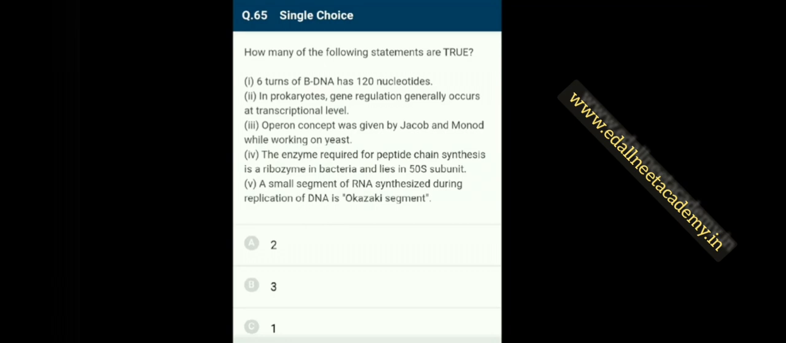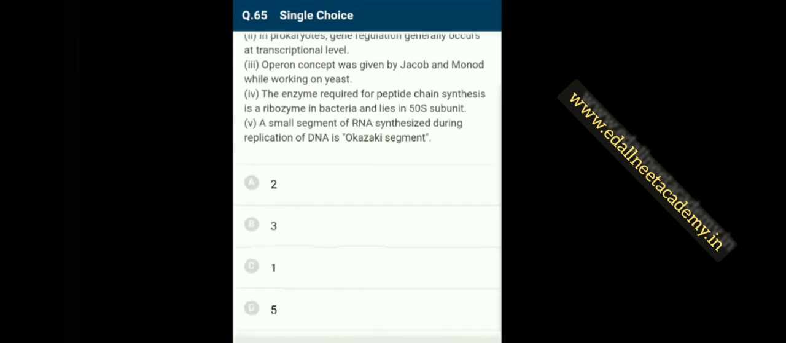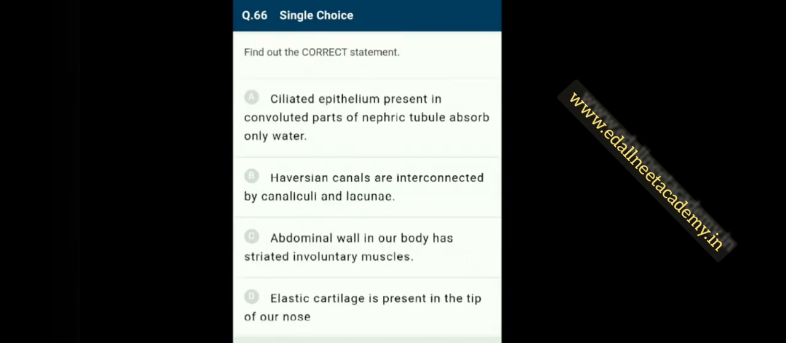Lac operon is one of the most widely studied operon models. It was described by Francois Jacob and Jacques Monod in E. coli bacterium. So from the given 5 statements, 3 statements are correctly given. So the correct option is B.